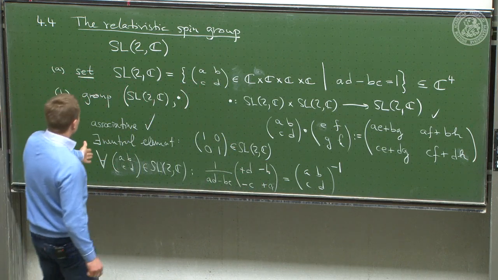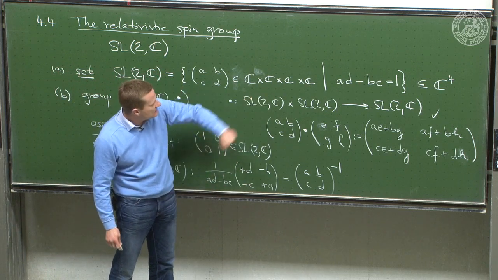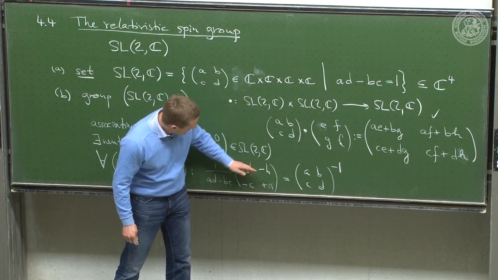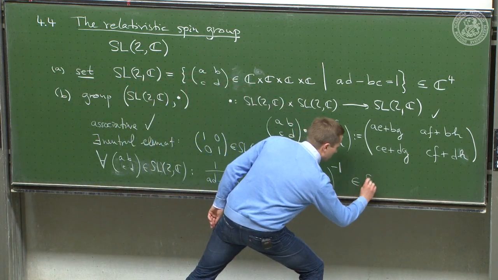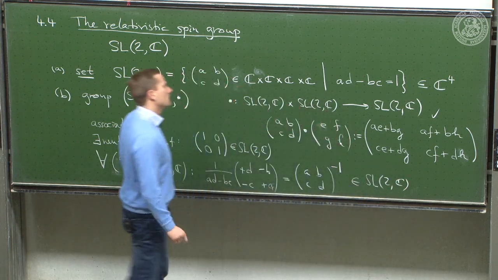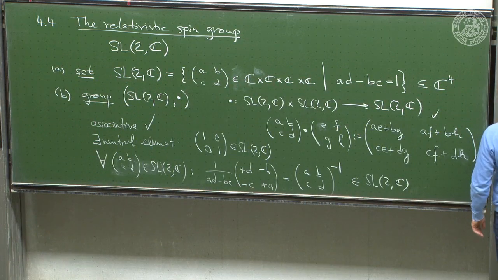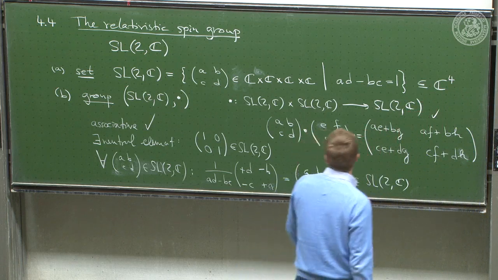Anyway, for every element there exists an inverse element, and you can quickly check that the inverse element again has AD minus BC equal to 1, because it is AD minus BC divided by this, so it's again 1. So also the inverse, of course, is an element of SL2C. So at this point, we learned that SL2C, this set together with this operation, is a non-commutative, a non-abelian, but nevertheless, it's a group. Okay, fair enough.